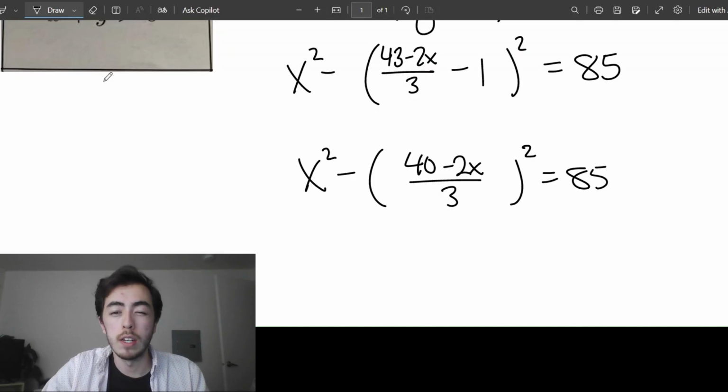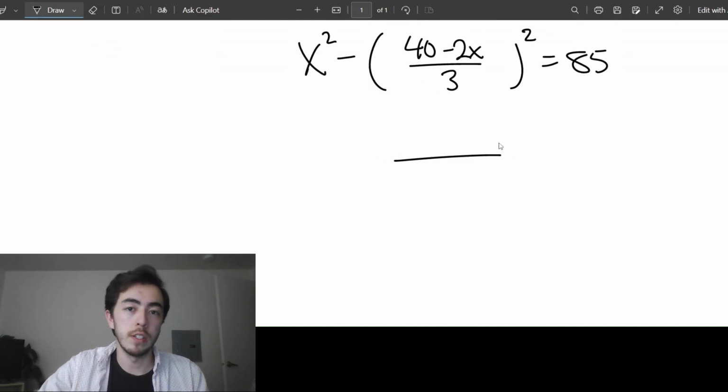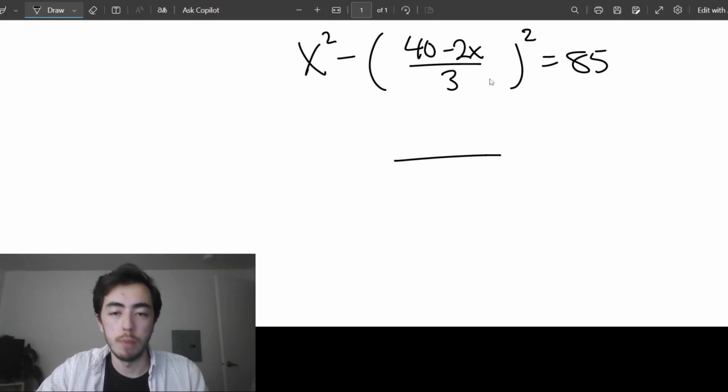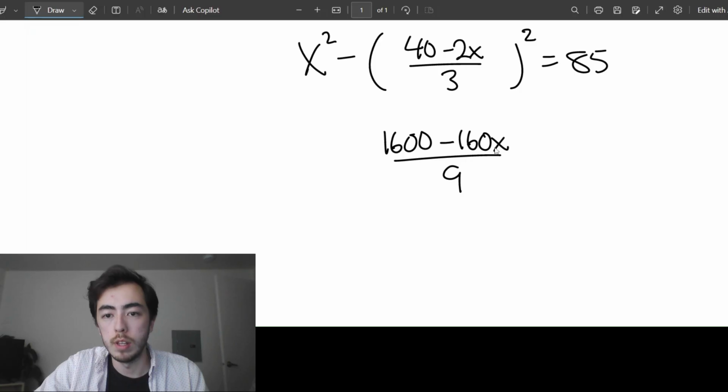Maybe let's expand this fraction. When you square fractions, you multiply the top by itself and the bottom by itself. So we're going to get 9 down here. And then 1600 minus 160x plus 4x squared.